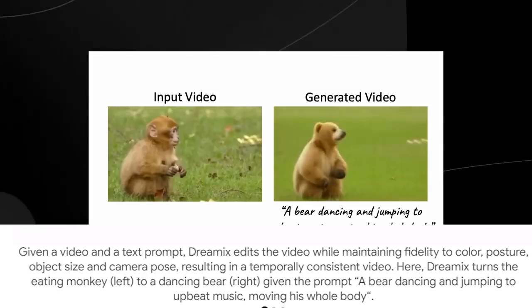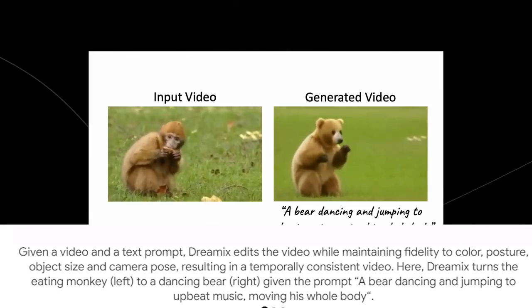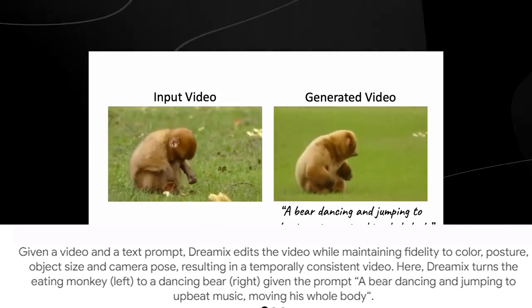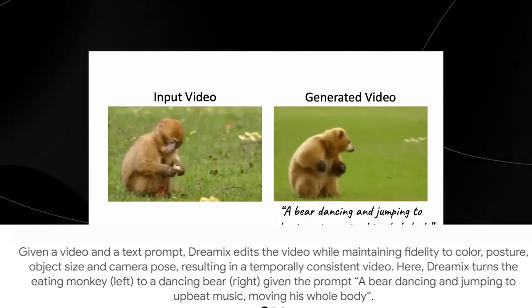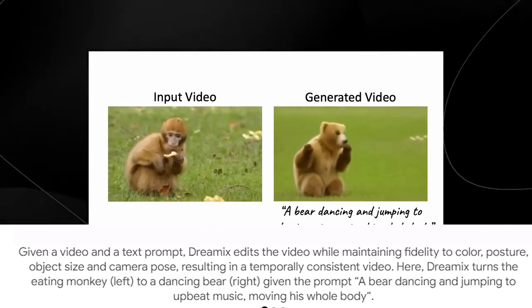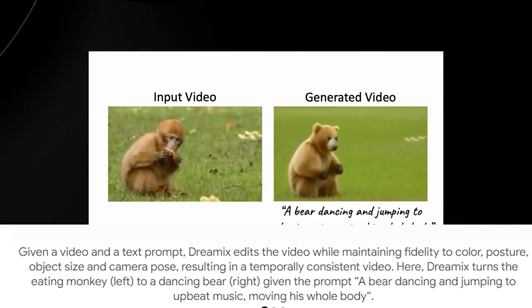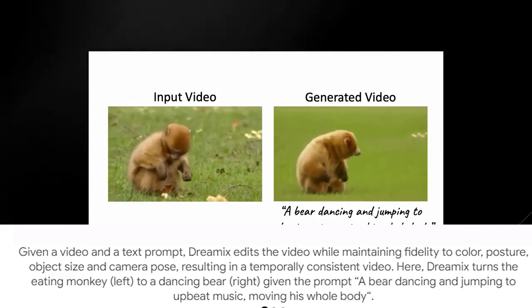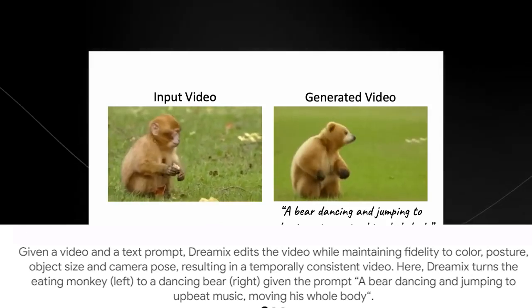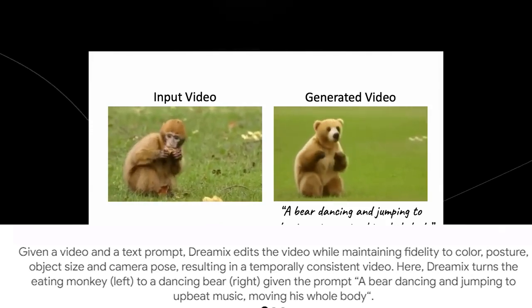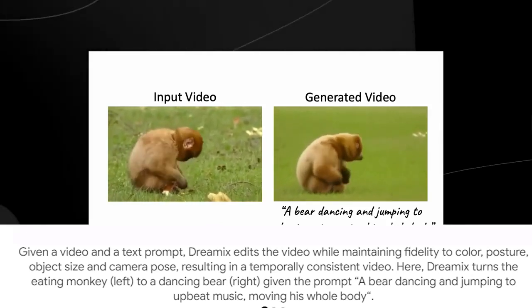So here it turns the monkey, which you can all see on the left, to a dancing bear, which you can all see on the right, given the prompt a bear dancing and jumping to upbeat music while moving his body. So essentially what this is, is text to video. Now, of course, you might be thinking this isn't base text to video because, of course, base text to video would just be where you simply enter a text prompt and get a video out.